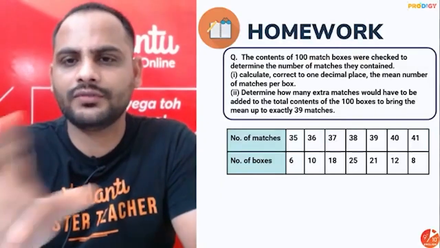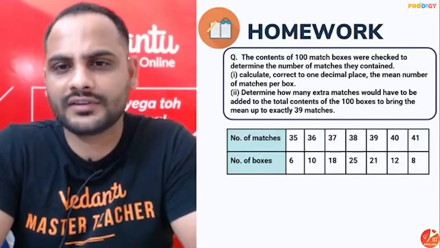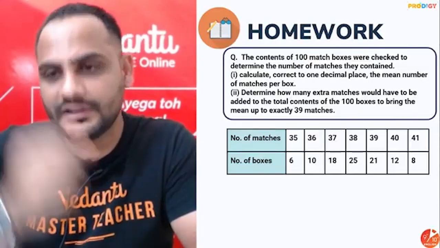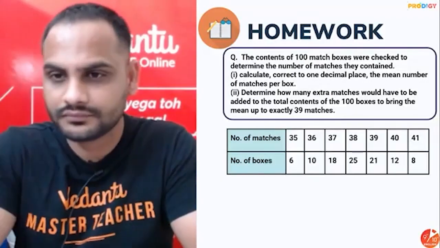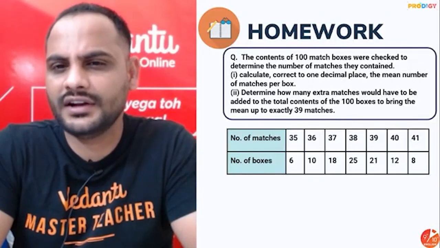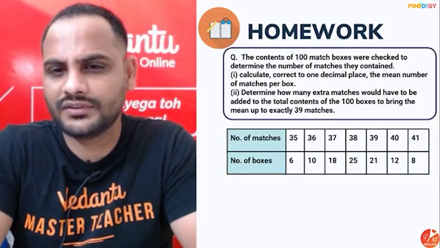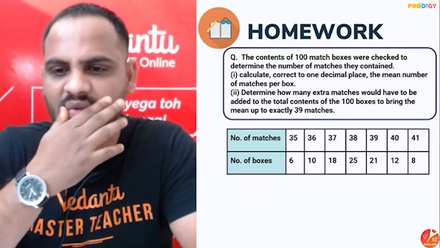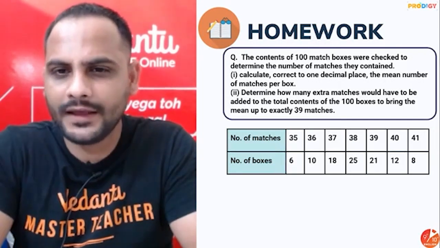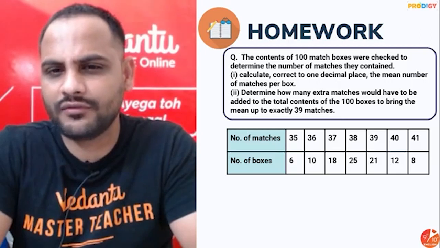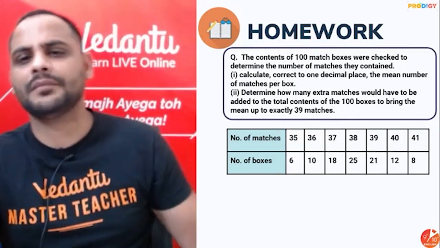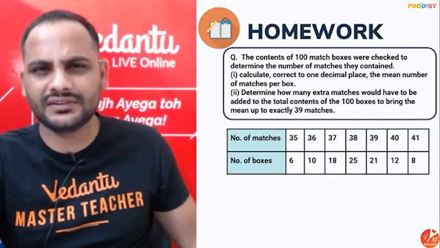Alright, so this was the homework question which I gave you in the previous class. The contents of 100 match boxes were checked to determine the number of matches they contained. Calculate, correct to one decimal place, the mean number of matches per box. And how many extra matches would have to be added to the total content of the 100 boxes to bring the mean up to exactly 39 matches?